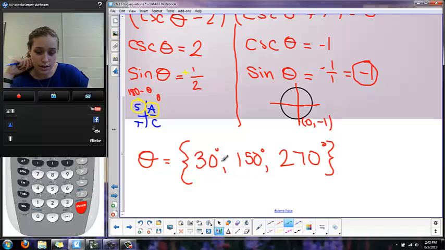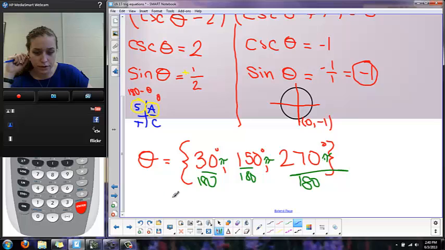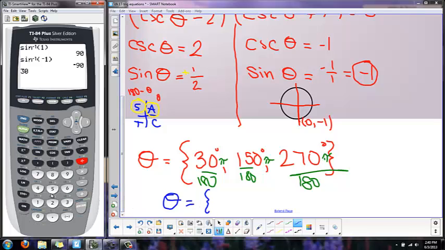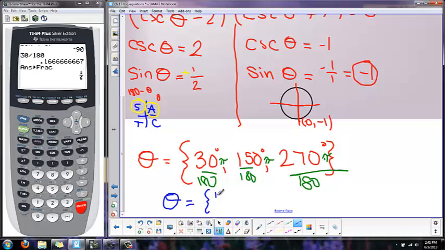So for every one of these I have to multiply by pi over 180. And remember, I'm not going to put the pi symbol into my calculator. I am only going to put the fraction in so that I can simplify it and reduce it just a little bit. Okay? So my real answer, theta is equal to 30 divided by 180, which I think is 1/6. Yep, that's 1/6. So this is pi over 6.